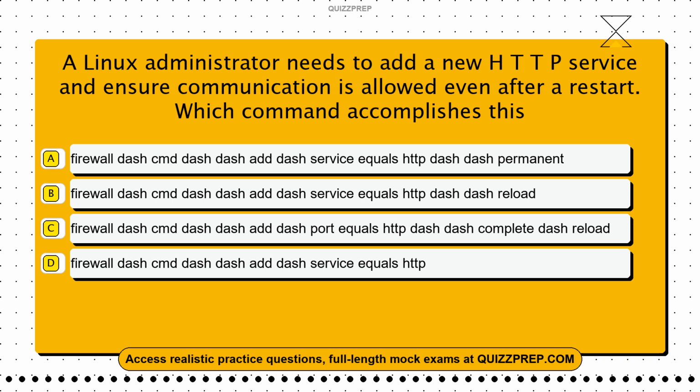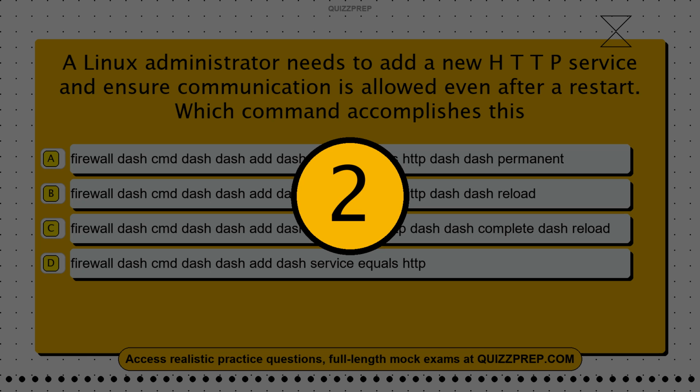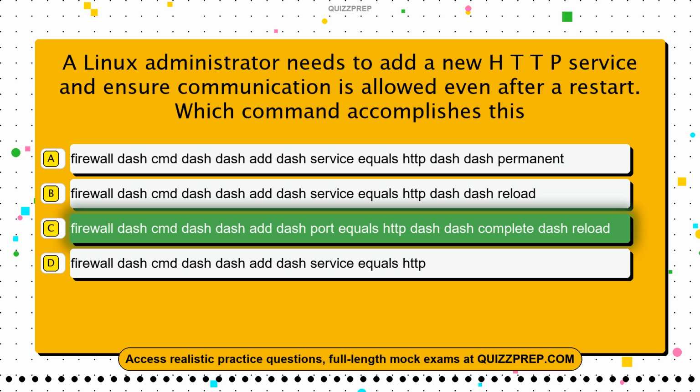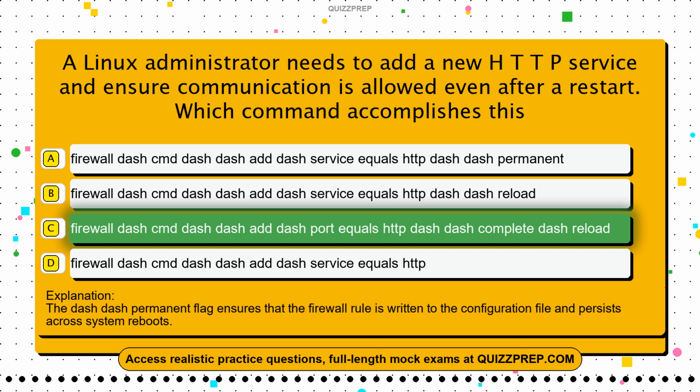Option B, firewall-cmd --add-service=http --reload. Option C, firewall-cmd --add-port=http --complete-reload. Option D, firewall-cmd --add-service=http. The correct answer is option C, firewall-cmd --add-port=http --complete-reload. The "permanent" flag ensures that the firewall rule is written to the configuration file and persists across system reboots.